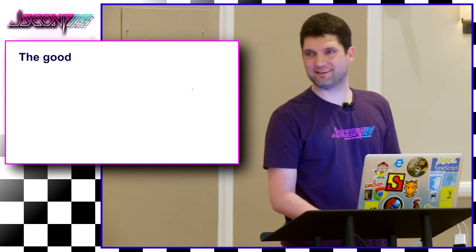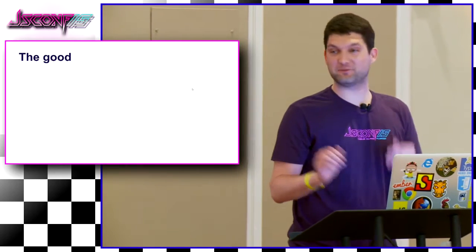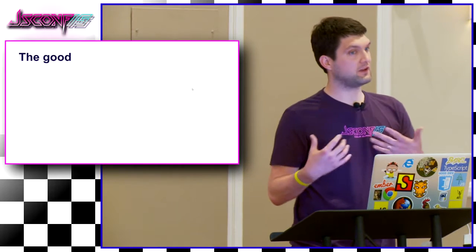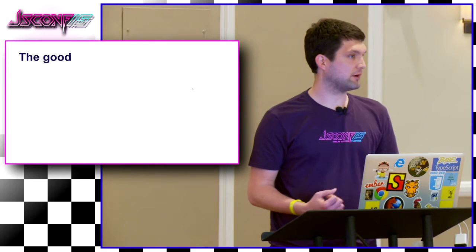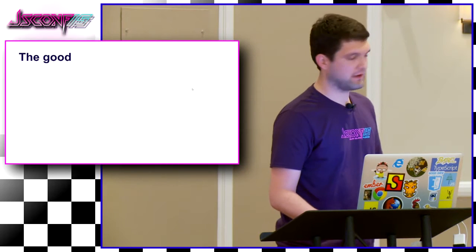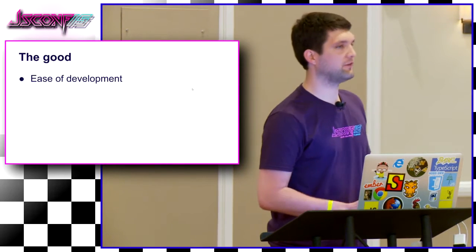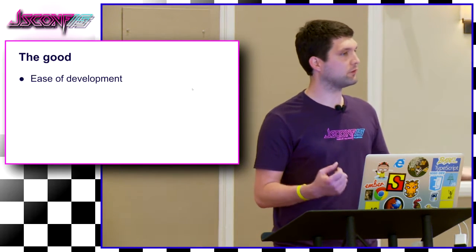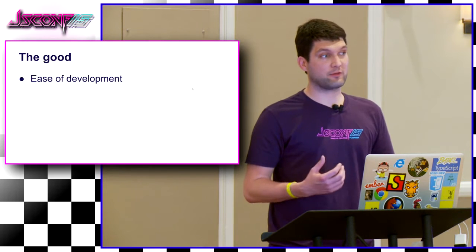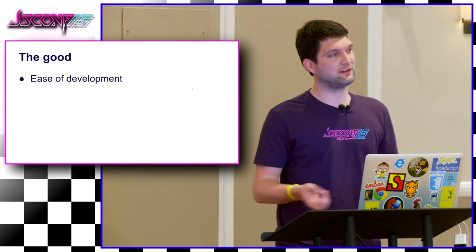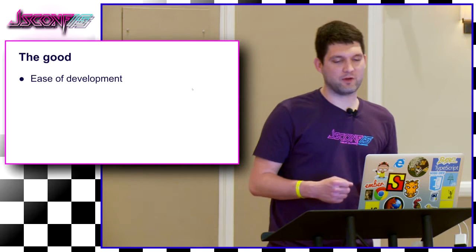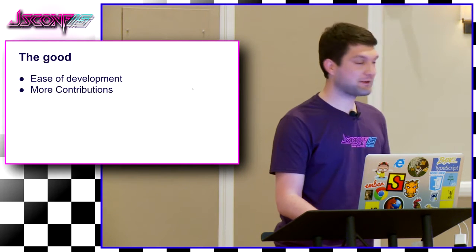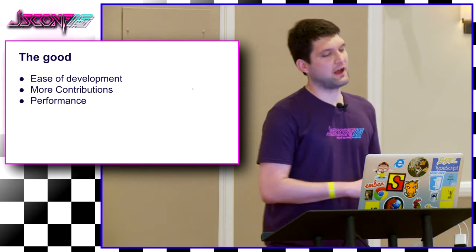All right, so first I'm going to go into the good, the bad, and the ugly of built-ins written in JavaScript. So first, let's talk about the good things. Ease of development. Because they are built-ins written in JavaScript and these engines are open source, you can view them, you can examine their code. We're going to look at their code in just a little bit and see how they're made. So it allows you to contribute back to the project. More contributions, naturally.